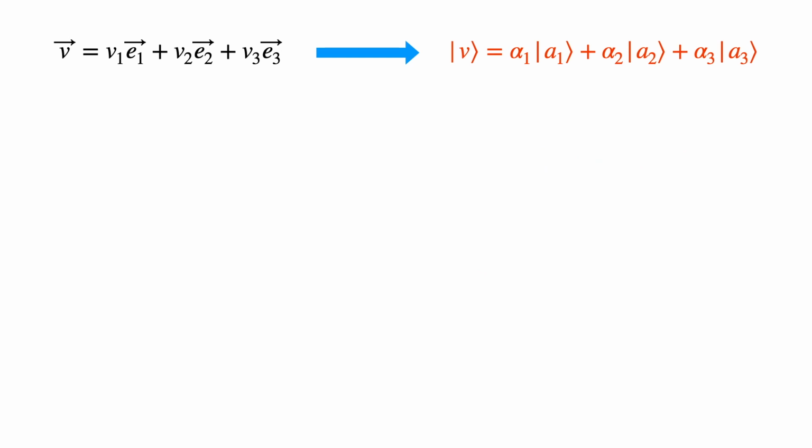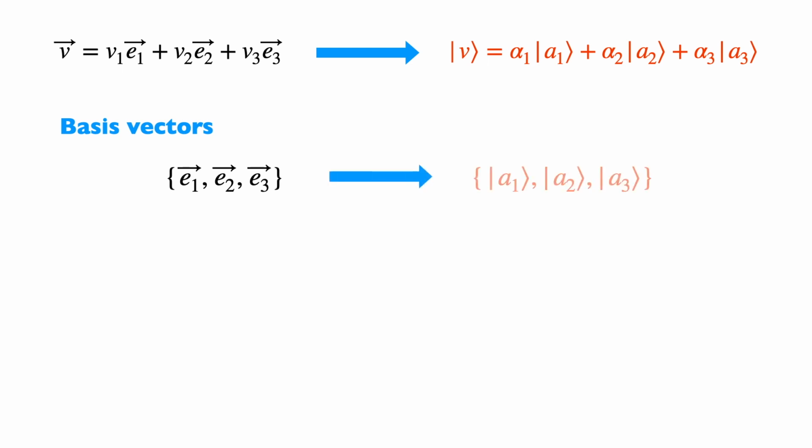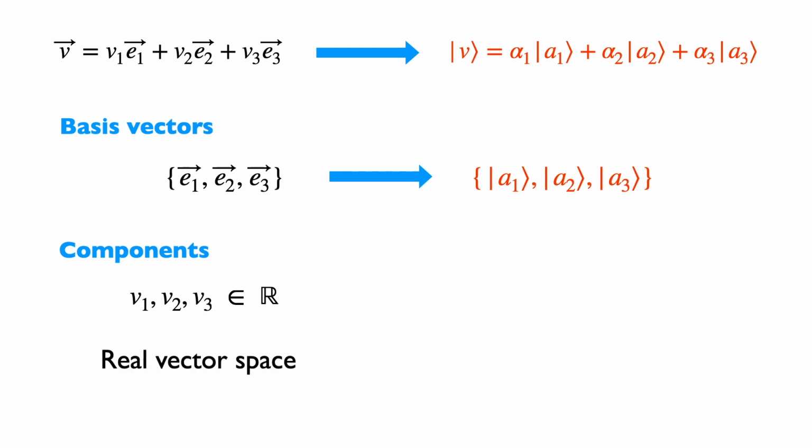All vectors that live in the space of 3D vectors can be represented as linear combinations of some basis vectors. In the same way, there exist basis vectors for the space of state vectors as well. For 3D vectors, all components that enter into any linear combinations of vectors are real numbers. Hence, the space of all 3D vectors is known as a real vector space. On the other hand, the components that appear in any linear combinations of vectors in the space of state vectors could be complex numbers, and therefore state vectors live in a complex vector space.